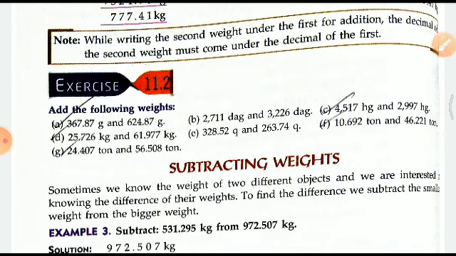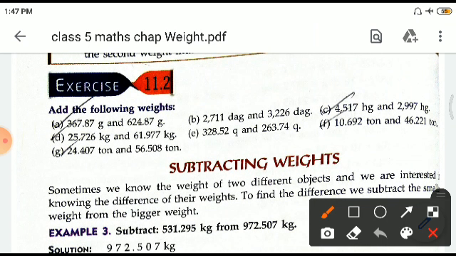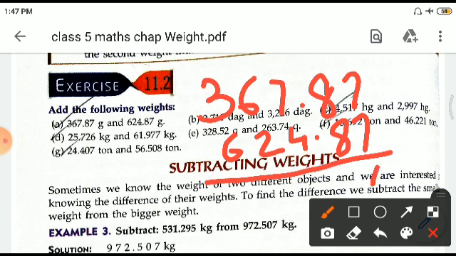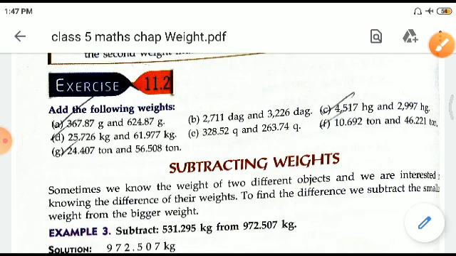Now add the following articles. First one, 367.87 is added to 624.87. So we will write 367.87, beneath it 624.87. We will add the two. 7 and 7 is 14, 8 and 8 is 16 and 1 is 17, 1 carried. 8 and 4 is 12, put a decimal here, 2 and 1 carried. 6 and 2 is 8 and 1, 9, and then another 9. So 992.74 will be the answer.